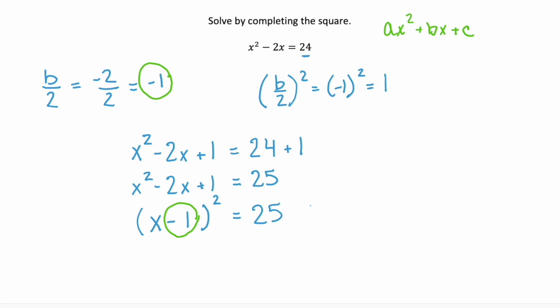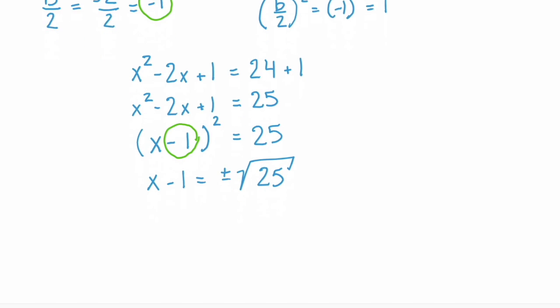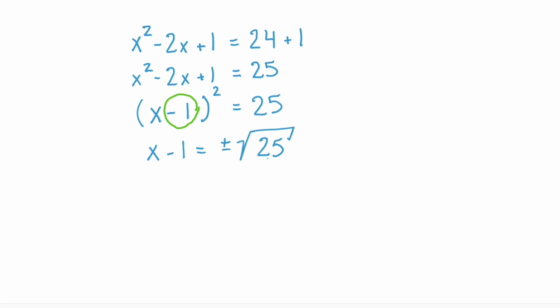And to solve this, you use the square root property. So you take the square root of both sides. That gives you x minus 1 equals plus or minus the square root of 25. And 25 is a perfect square, so we can take the square root of that, which is 5.